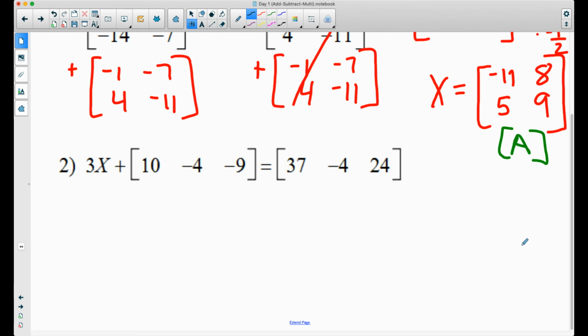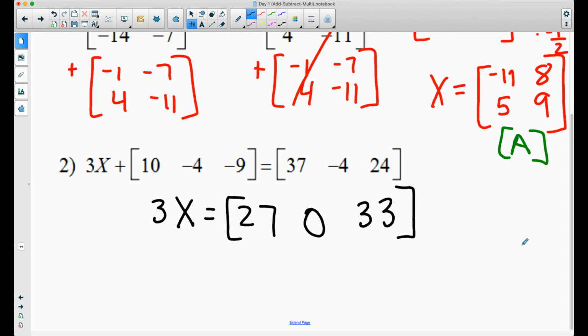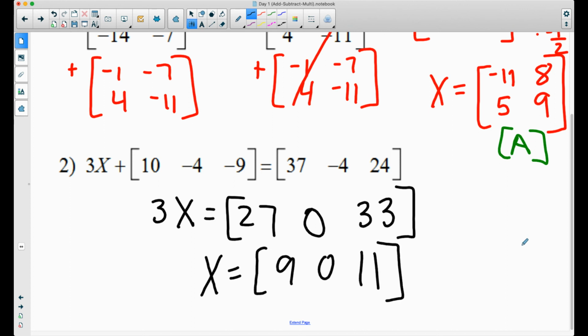So if we first subtract over that matrix, we get 27, we get 0, and we are subtracting a negative 9, so we should get 33. And then technically we are dividing by 3, but we're multiplying by 1/3. So we should get our new matrix x of 9, 0, and 11. Okay. You can always plug that in.